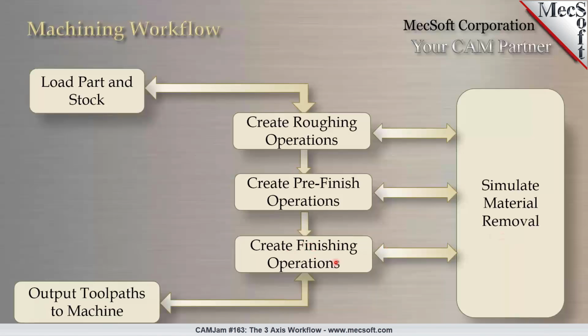Now, once you're happy with the result of the roughing and the finishing toolpaths, the last step is to output the toolpaths to the machine. We do this by calling post-processing to generate the output to the machine tool. So now let's go ahead and take a look at some of the programming considerations for machining in 3-axis.